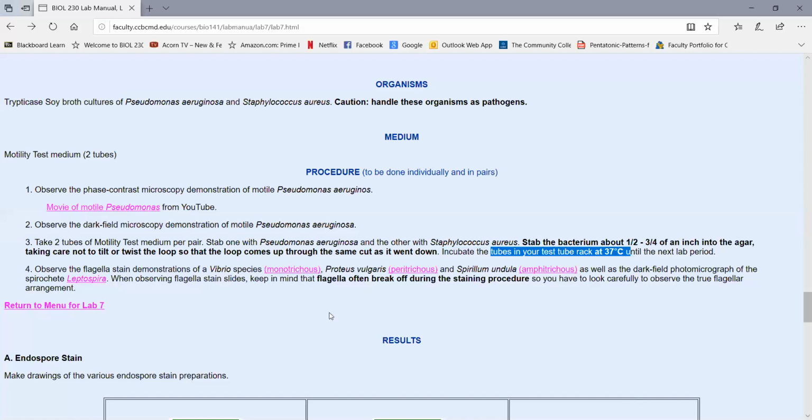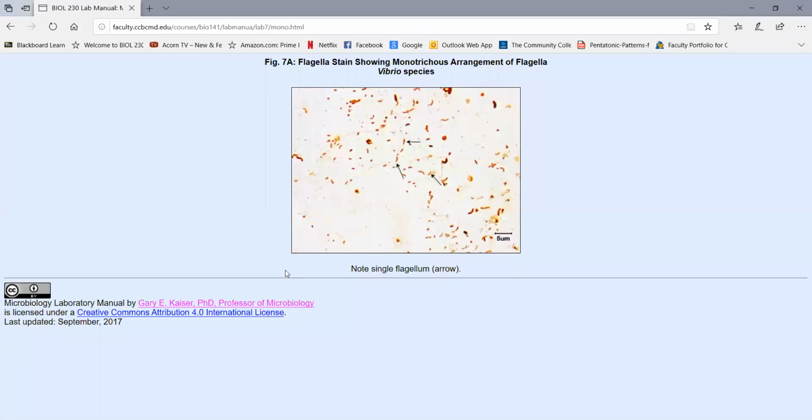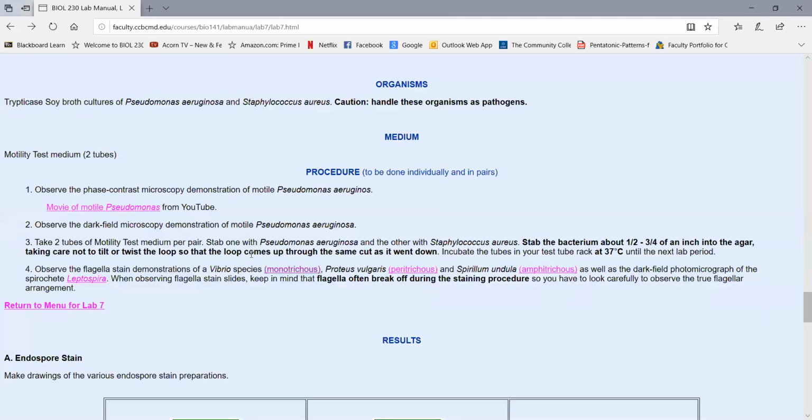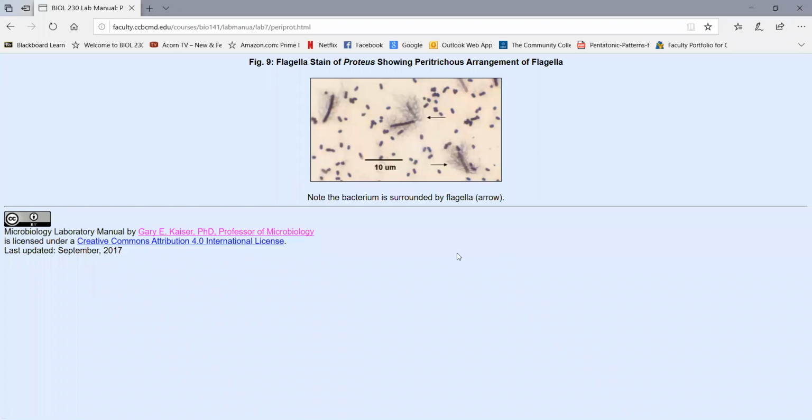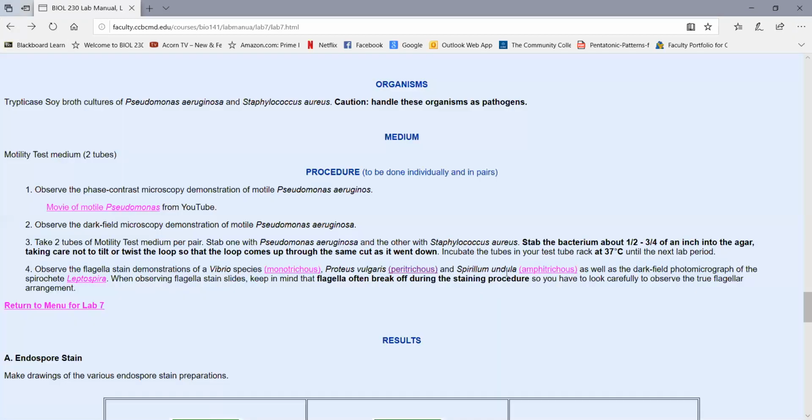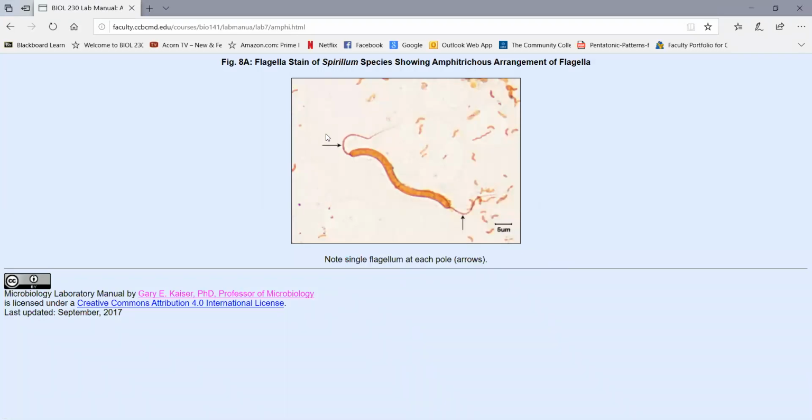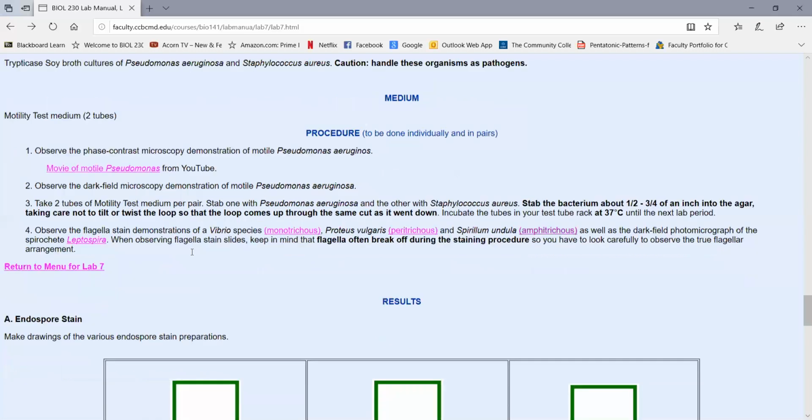And finally, we're going to observe several flagella stain demonstrations. We have a slide of a Vibrio species, to show you a monotrichous arrangement like we see here. We have Proteus vulgaris, which has a peritrichous arrangement, as we see in figure 9. So again, you'd recognize that arrangement as peritrichous. And we have a Spirillum species that shows you an amphitrichous arrangement, a single flagellum at both ends, so we'd recognize that arrangement as amphitrichous. And of course, you'll be recording your results.